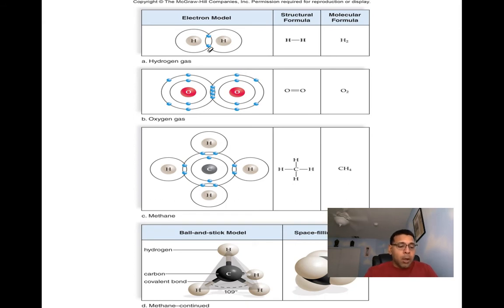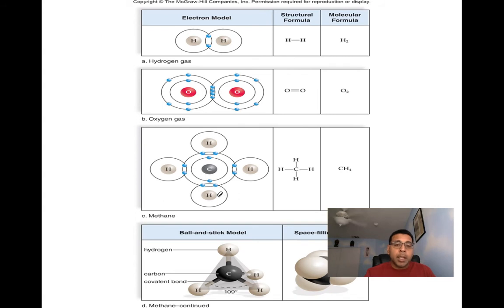Hydrogen can also share electrons. Hydrogen can share an electron pair with different kinds of atoms to form a compound. Carbon has 4 electrons in its outermost shell, as we saw, but it needs 8 to achieve stability. Hydrogen has 1 electron, but it needs 2 electrons to achieve stability.